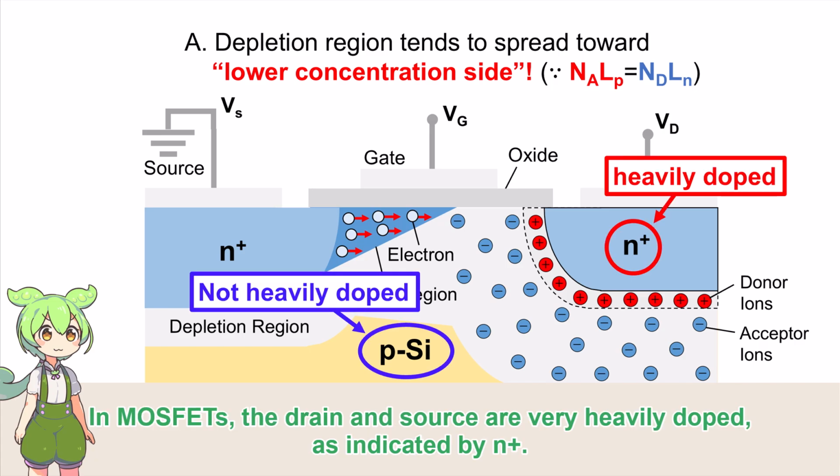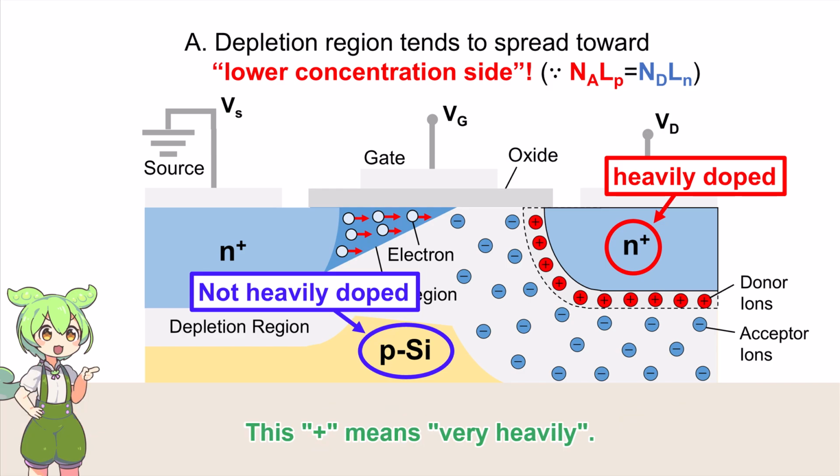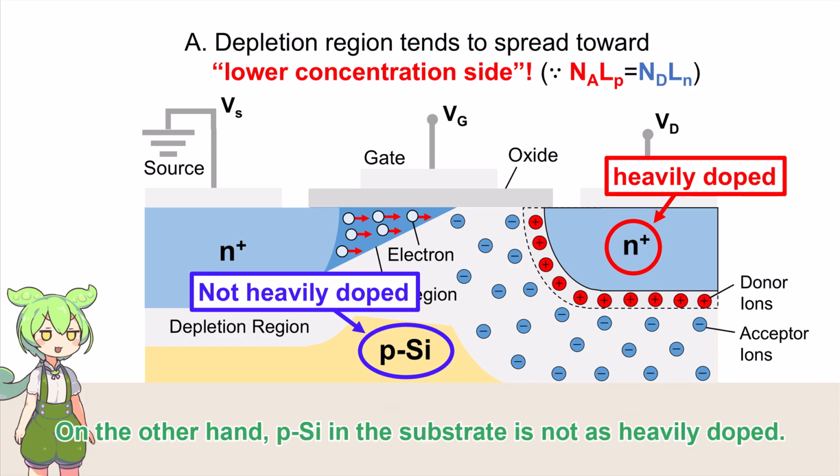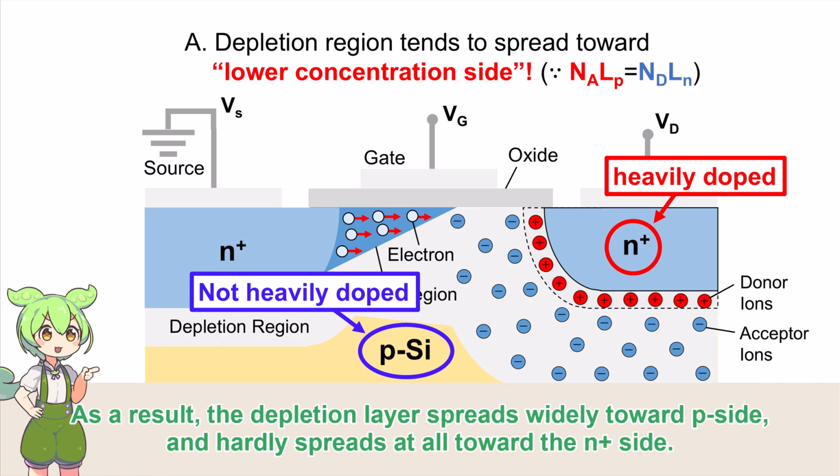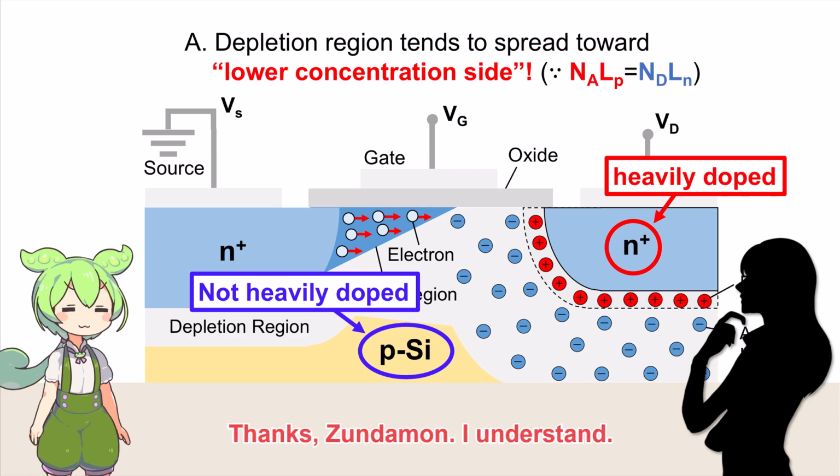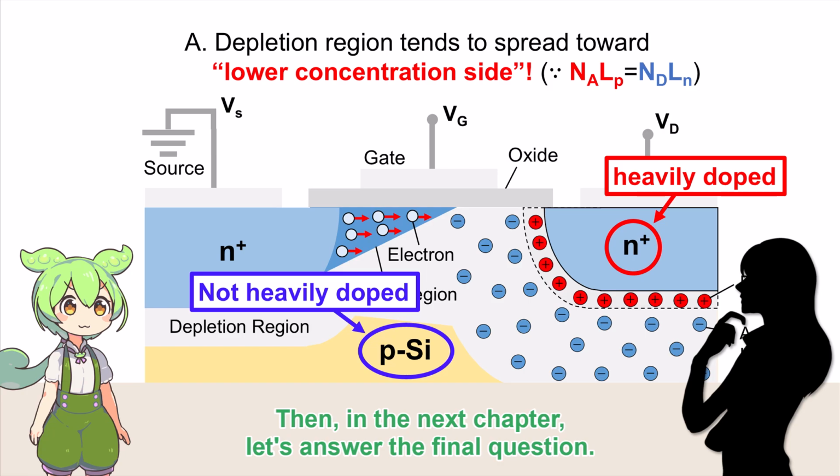In MOSFET, the drain and source are very heavily doped, as indicated by N+. This plus means very heavily. On the other hand, p-silicon in the substrate is not as heavily doped. As a result, the depletion layer spreads widely toward the p side and hardly spreads at all toward the N+ side. Thanks, Zundamon. I understand. Then, in the next chapter, let's answer the final question.